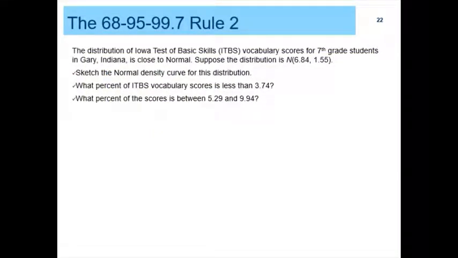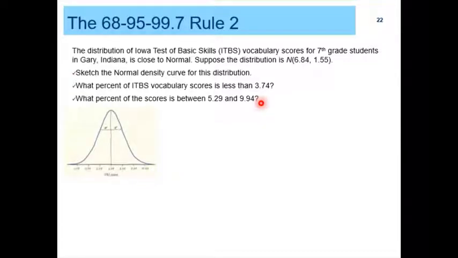Here's the example with the 3 sigma rule, and here we can see the distribution of ITBS vocabulary score for 7th grade students in Gary, Indiana is close to normal, and suppose this distribution is N with mean 6.84 and standard deviation 1.55. And we have to sketch the normal density curve for this distribution, and find what percent of ITBS vocabulary scores is less than 3.74, and what percent of the scores is in between 5.29 and 9.94. So we will go one by one.